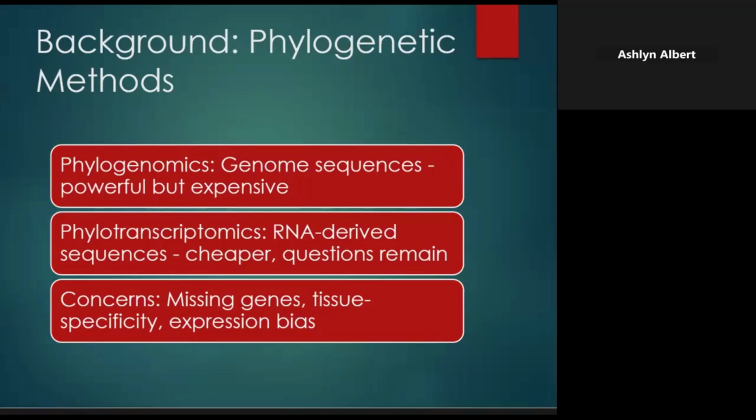In evolutionary biology, constructing phylogenetic trees helps us understand species relationships. Genome-based phylogenetics, or phylogenomics, uses massive amounts of data but at a high cost. Phylotranscriptomics is appealing because transcriptome data is cheaper and easier to obtain. However, it is not clear if transcriptome data, which only includes expressed genes, provides the same accuracy. Issues like incomplete gene representation and tissue-specific expression raise questions about its reliability.